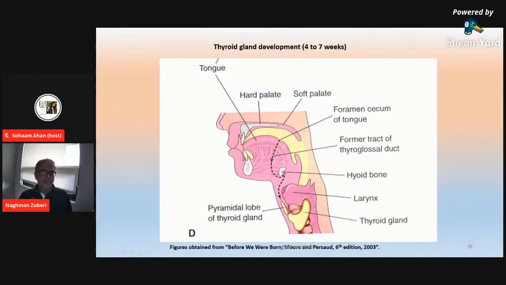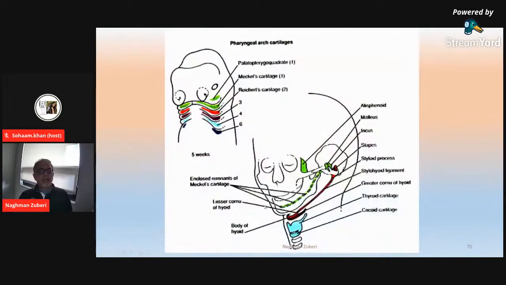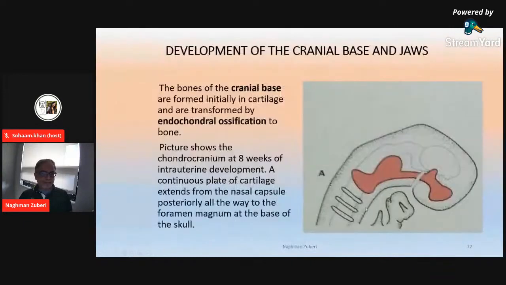This is just an adult and how the thyroid descends. This is a lingual thyroid, and at times the thyroglossal duct cyst may develop if the duct is patent. Well, here we can see just the pharyngeal arches and their derivatives.